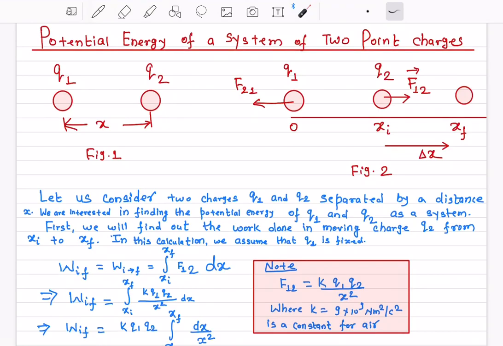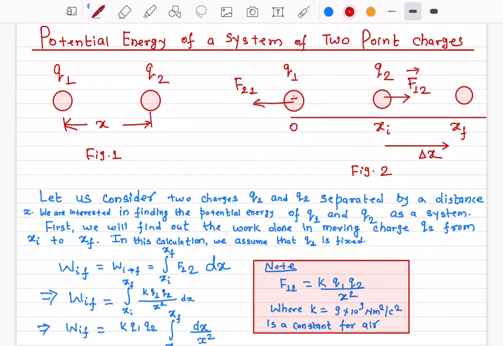In doing so, what's the purpose of moving this charge? First, we're going to find out how much work is required to move this charge Q2 from position xi to position xf. We're going to find out the amount of work done in moving the charge Q2 in the presence of this charge Q1. That's our goal: the total amount of work done in moving the charge Q2 from xi to xf.